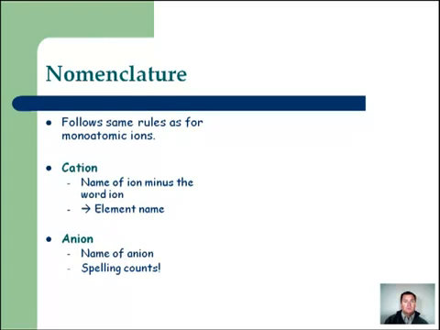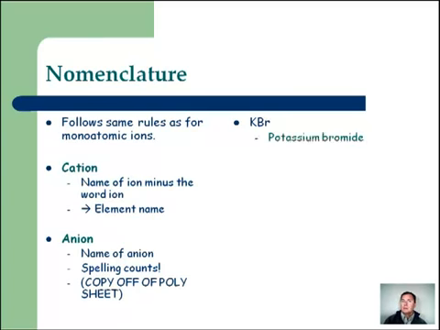Spelling counts. If you misspell one of the polyatomics because you're too lazy to copy it off the sheet correctly, I will mark it wrong. So let's look at a couple examples. Copy it off the poly sheet. KBr. First thing I should look at, and I see, whoa, I have 2 elements. There's no way this can be a poly, because for a poly I need at least 3 elements. So this is just a binary, so we use our rules we learned last time. Potassium bromide. We take our anion ending and do -ide.